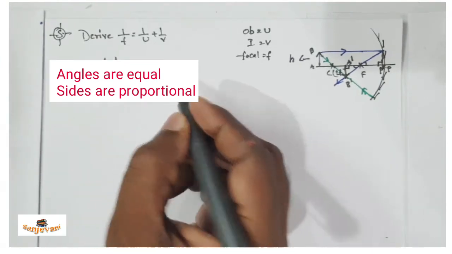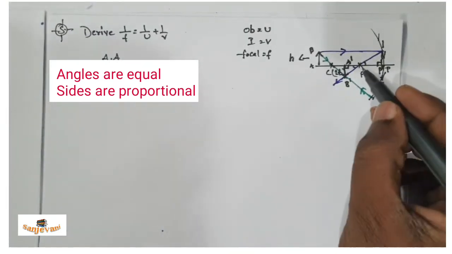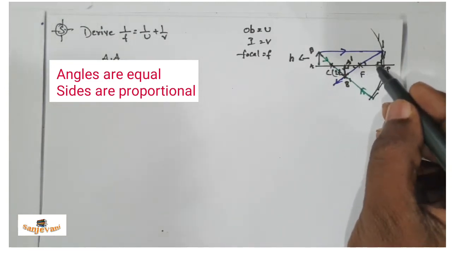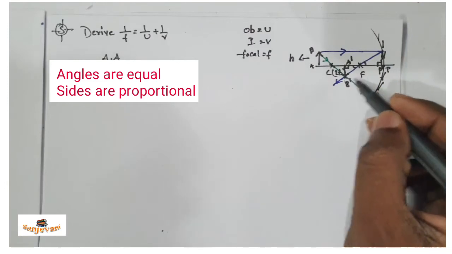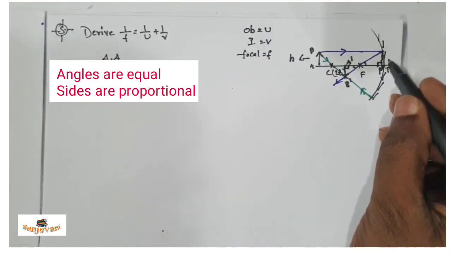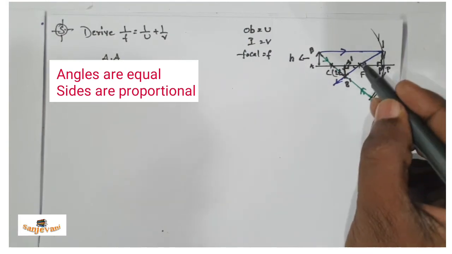What is the meaning of proportional? It will have the same ratio. That means this side by this side will have some common ratio, and this side with this side. Now we'll name this one. Here we have 90 degrees. This will be the opposite side. This is adjacent. This is hypotenuse.